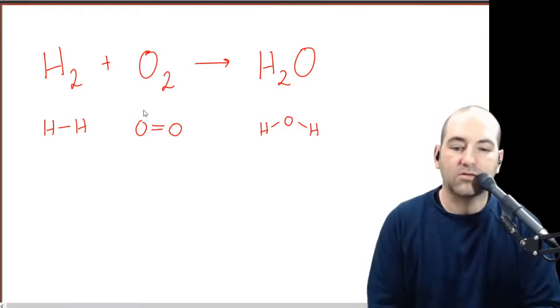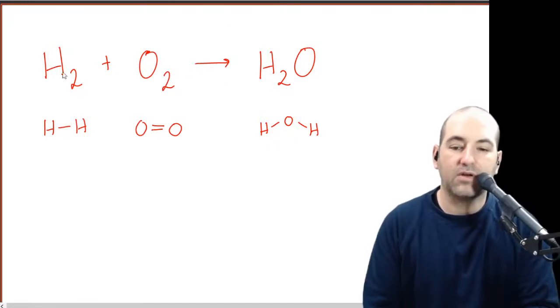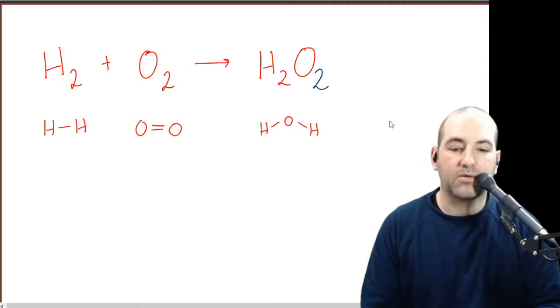So the first way you might be inclined to fix this problem is say, well, okay, if we need two oxygens on the right, well, let's just make H2O2 instead of H2O. And that doesn't work because when you change the subscript, you actually change the compound. H2O2 is a different molecule.